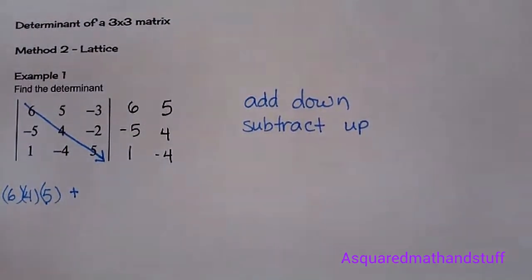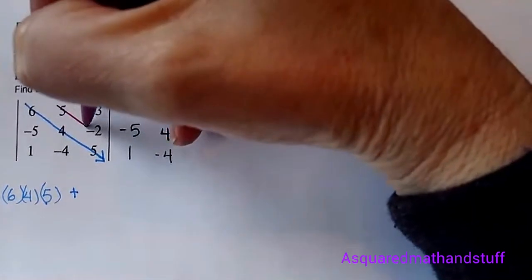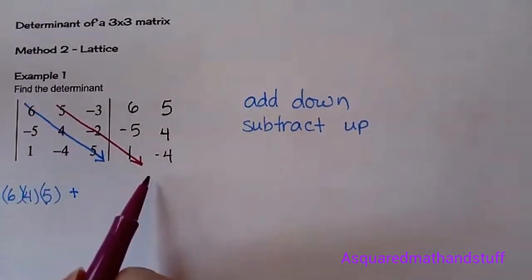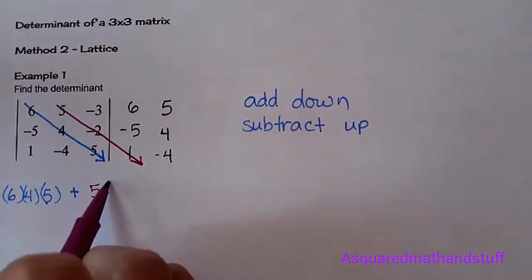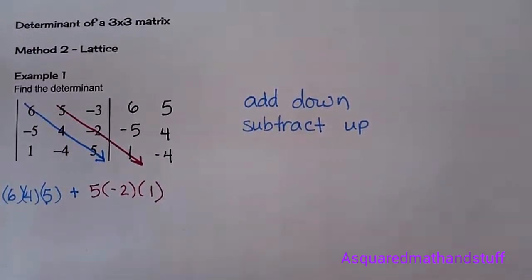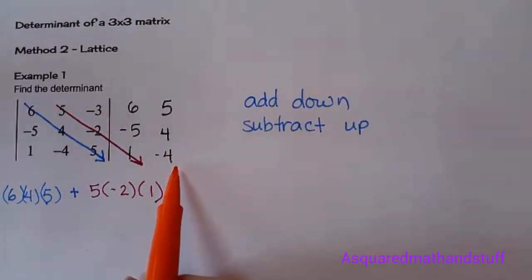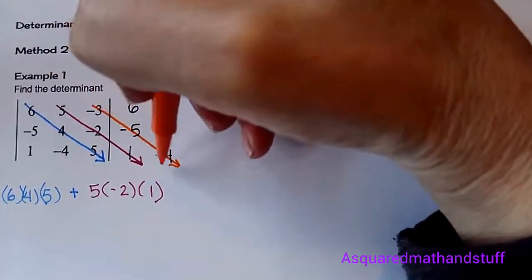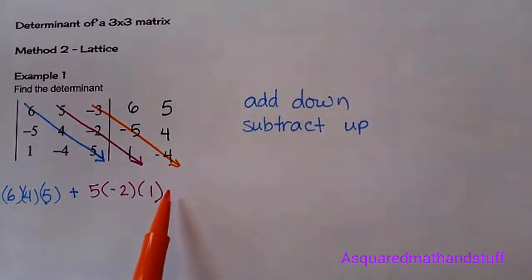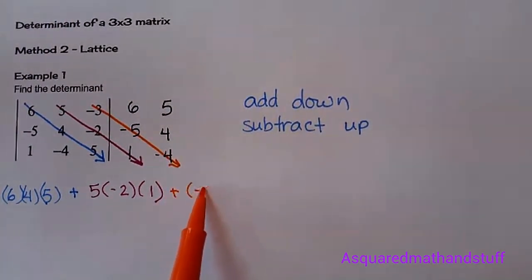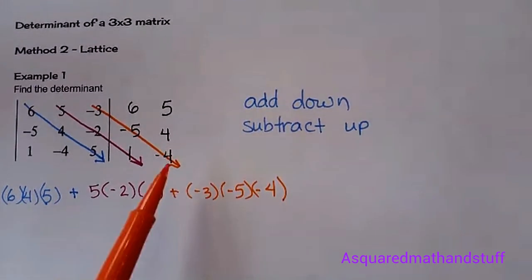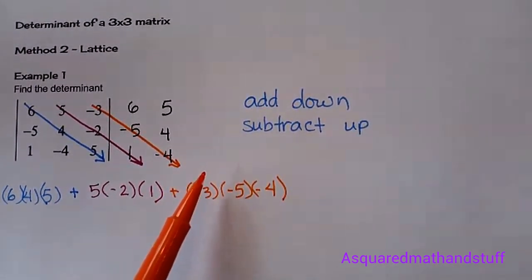The next diagonal we're going to work with is the 5, -2, and 1. So we're going to add, because we just went downward from top to bottom, we have 5 times -2 times 1. And we're going to do that one more time because we have one more complete 3-number diagonal that we can make. And that goes -3, -5, -4. So we went from top down to the bottom, so we can add those. So we have plus -3 times -5 times -4. There's no other numbers over here for us to complete a diagonal with 3 numbers.